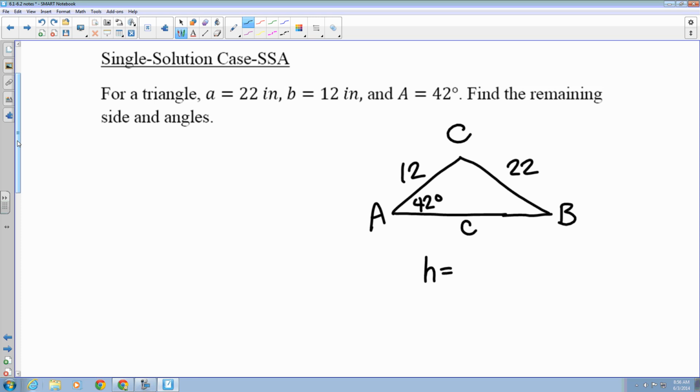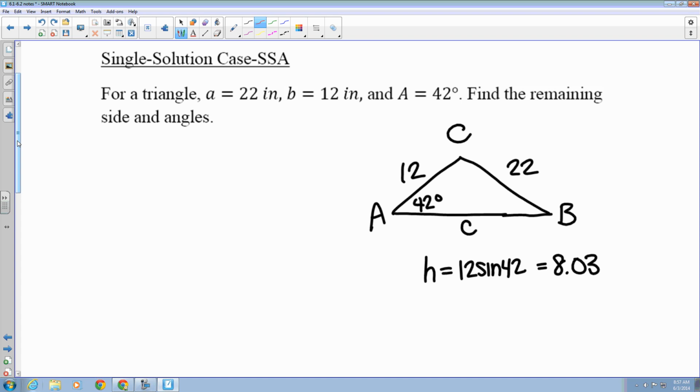h is b sine of A, which is about 8.03. Comparing, our a is definitely bigger than h, and it's not less than b. a is not less than b, so we're good with one solution. So we're going to use law of sines to figure out our pairs. Let's go ahead and do that.